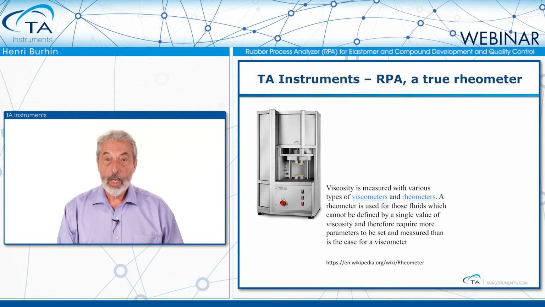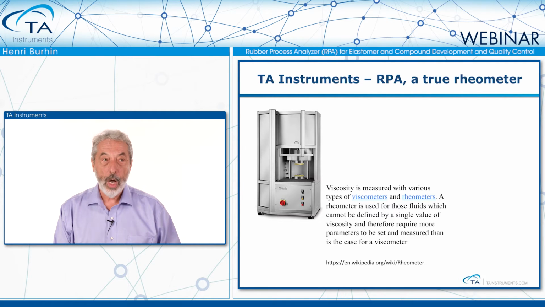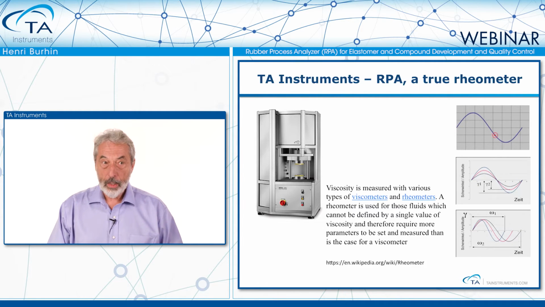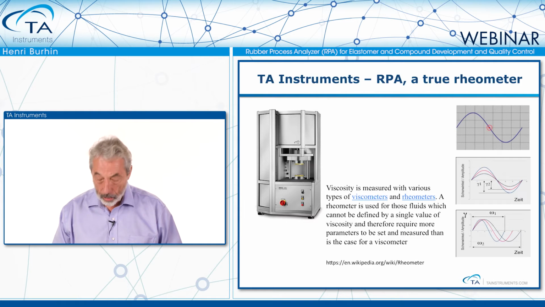So the standard MDR or ODR which was used is actually not a rheometer. So the RPA, like the MDR, is a machine which is based on forced sine wave oscillation. And that sine wave can be varied in amplitude, or it can be varied in frequency. So the time of the oscillation can be varied, and that will vary the frequency.